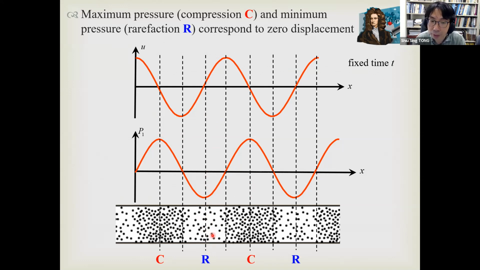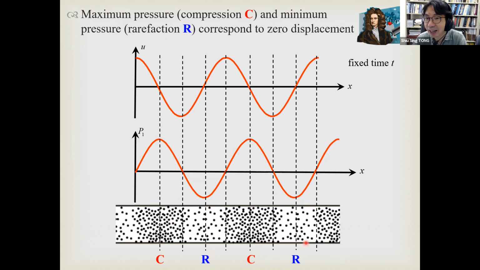Why is there the lowest pressure here? Because the particles on the two sides go away. On this side, the particle goes to the left, leaving this region, and on this side, the particle goes to the right. So the particles separate instead of compressing. So here it becomes a rarefaction. The pressure change, maximum, minimum, maximum, minimum, corresponds to compression, rarefaction, compression, rarefaction.